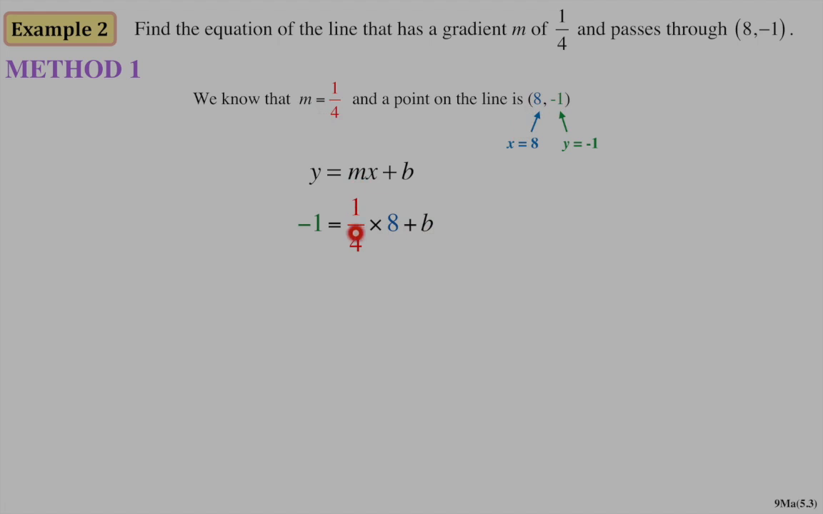So, a quarter times 8. Let's do this first, because BODMAS says do the times first. A quarter of 8 is 2. So I get -1 equals 2 plus b. Let's take 2 from both sides. You get b equals -3.